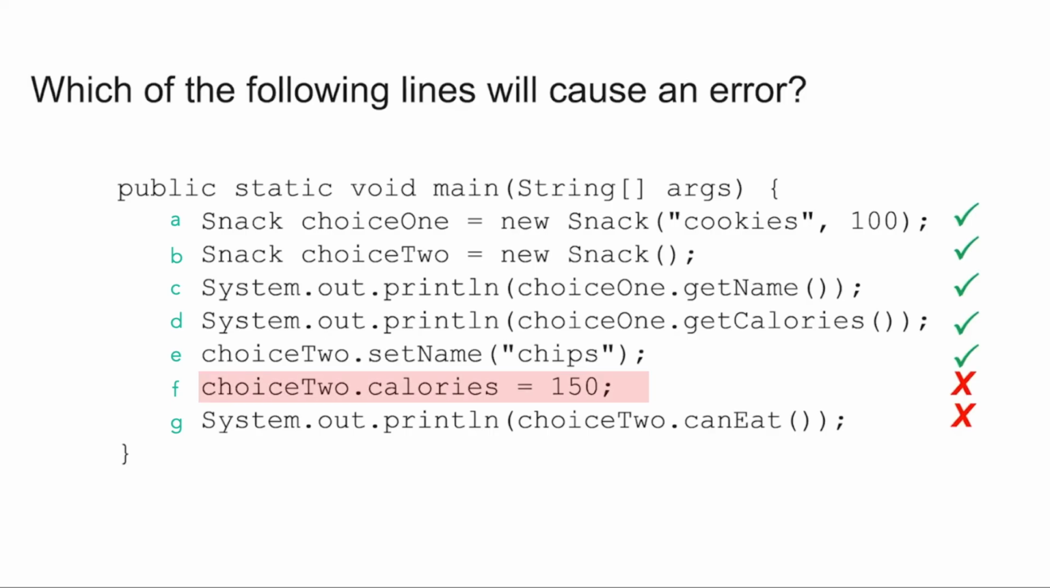Line F is trying to access the private instance variable calories. This line will cause an error. Line G is trying to call the private method canEat. This line will also cause an error.